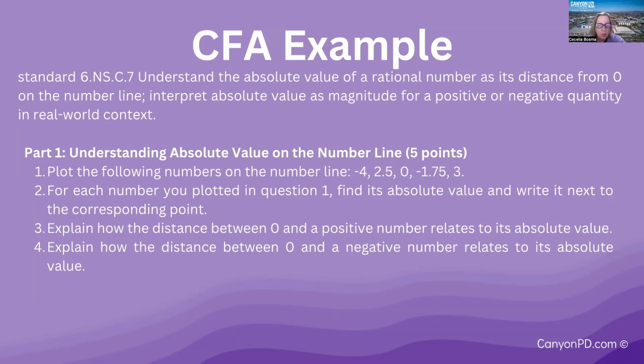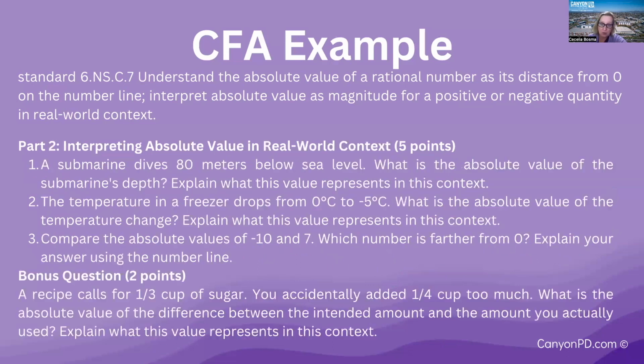And so for part one, understanding absolute value on the number line, we have the following 4 questions. For each number you plotted in question 1, find its absolute value and write it next to the corresponding point. Then we're going to ask them to explain how the distance between 0 and a positive number relates to its absolute value. Explain how the distance between 0 and a negative number relates to its absolute value. So giving them a chance to explain their thinking, as well as giving just an answer to a mathematical problem.